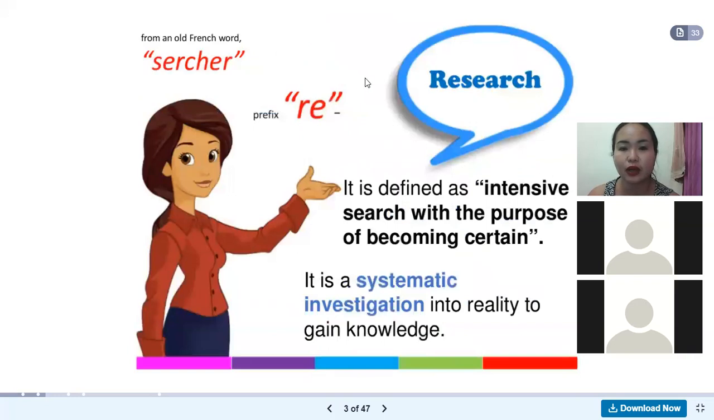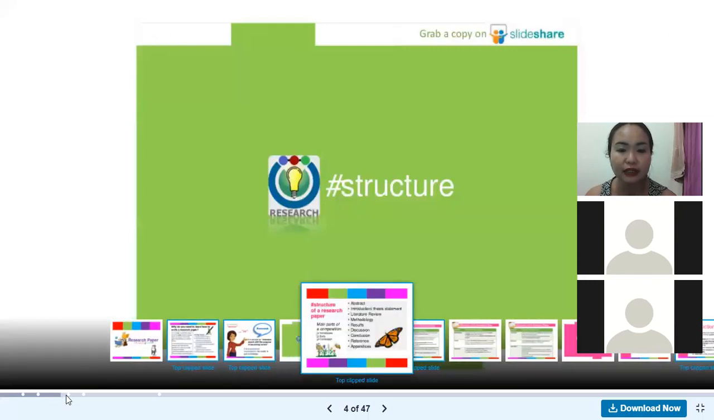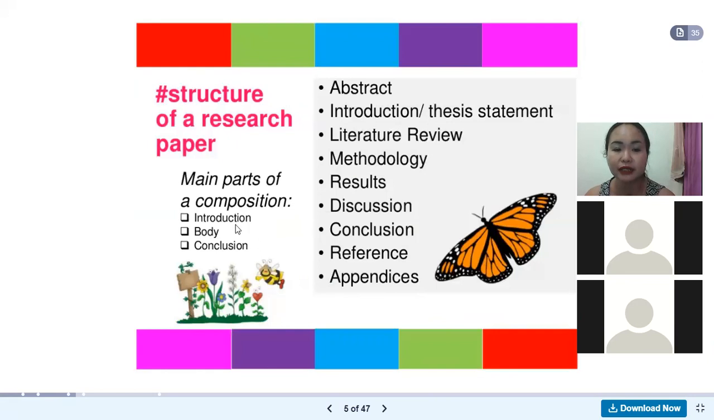First, research as defined comes from the old French word meaning searcher, with the prefix re. It means intensive search with the purpose of becoming certain, or technically, a systematic investigation into reality to gain knowledge. So what is the structure of our research? These are the main parts of a composition. Usually in a qualitative paper, there is an introduction, body, and conclusion. These are just the simple three parts.